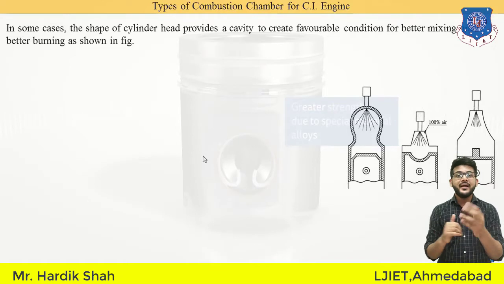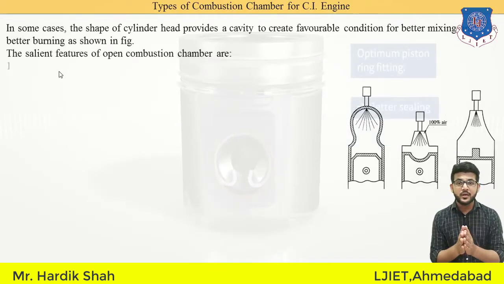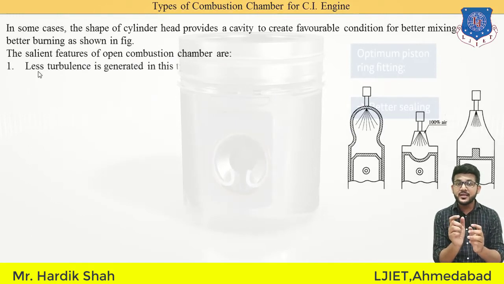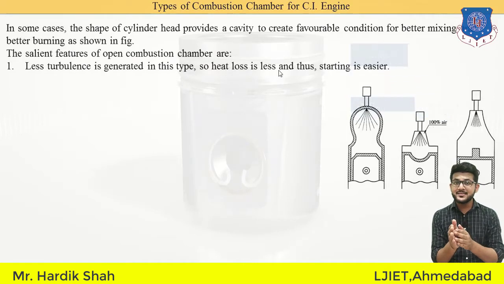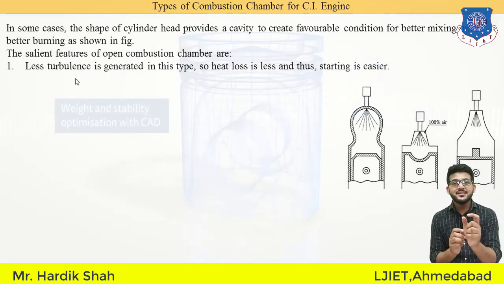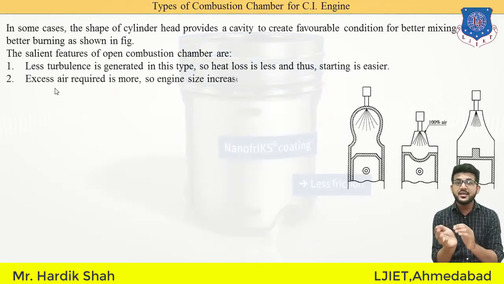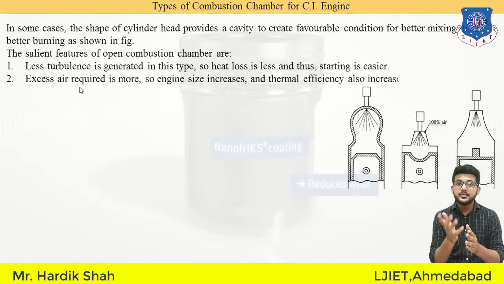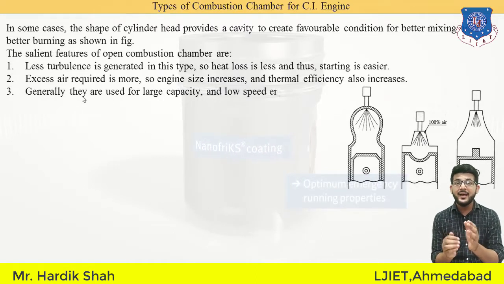Now let's see the features of the open combustion chamber. The first feature is that less turbulence is generated in this type, so heat loss is very low and thus starting is easier. Second, more excess air is required, so engine size increases and thermal efficiency also increases. Third, they are generally used for large capacity engines and low speed engines.